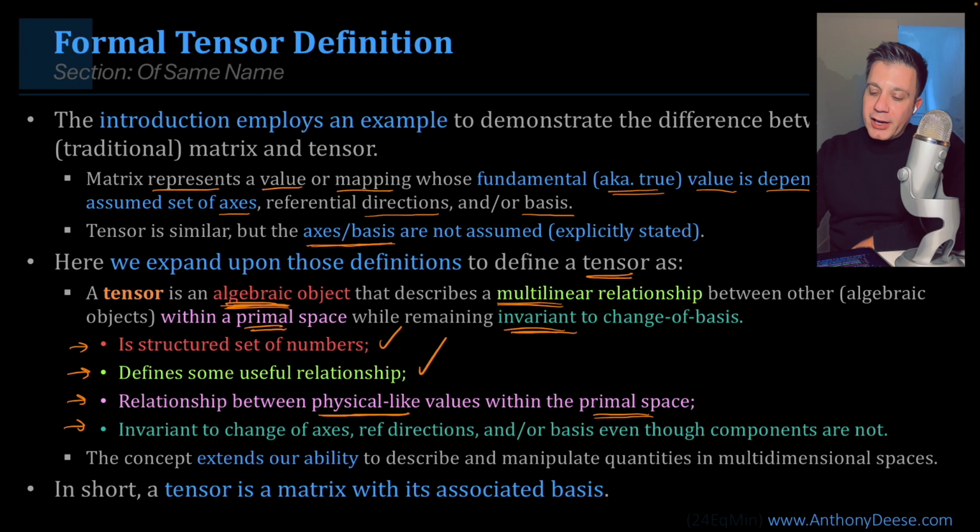And then finally, it should be invariant to change of basis, and this is perhaps one of the most important aspects of the definition of a tensor. The value of the tensor, unlike its components, should not change if the axes, the referential directions, the basis are manipulated. So the components may change, but the tensor itself does not. In short, a tensor is a matrix or an array with its associated bases embedded within it.